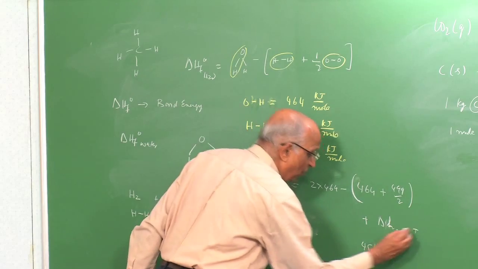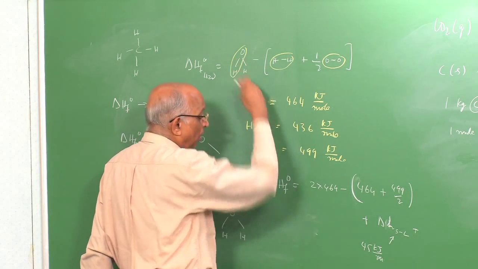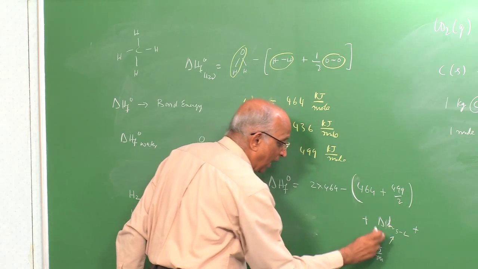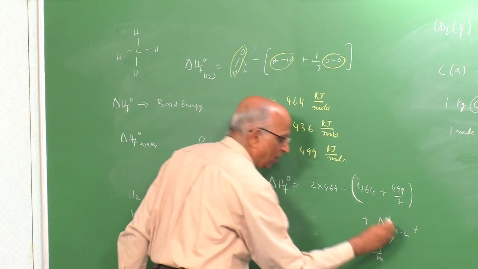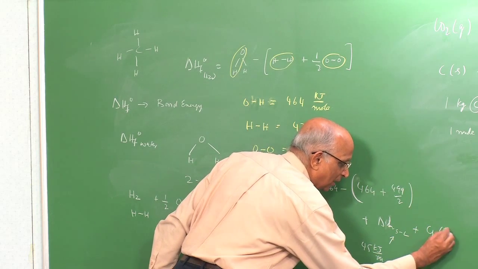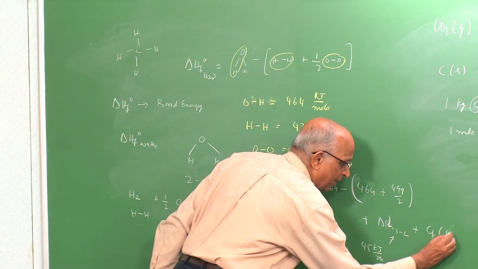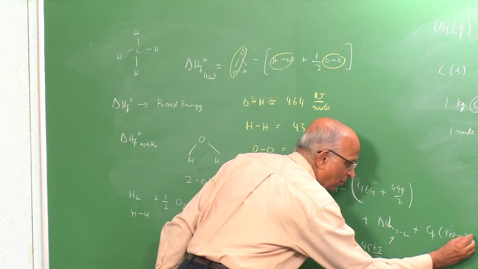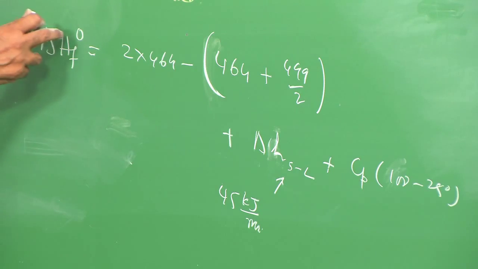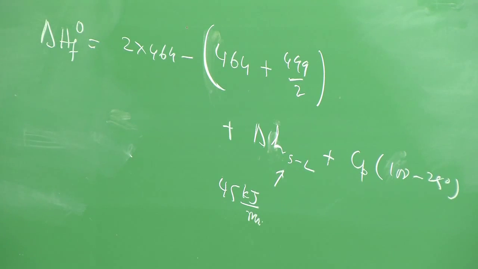Plus, I also want to bring down the water at 100 degrees centigrade at atmospheric pressure to 25 degrees. Therefore, I have Cp into the temperature change, from 100 degrees centigrade I have to reduce it to 25 degrees centigrade, and if I put all these things together, I will get the heat of formation of water to be something like minus 280 or so.